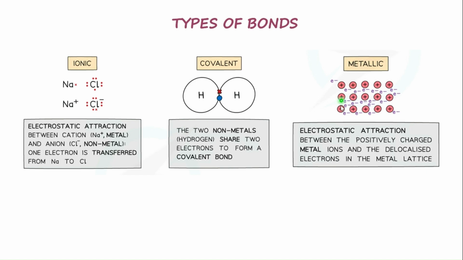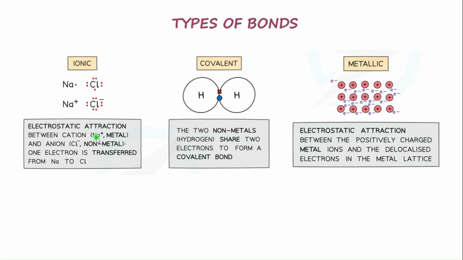But we will not talk about metallic bonds in this chapter. We will only focus on the ionic and covalent bonds because these are the bonds which are present in most of the biological molecules. Now, one more thing about these bonds is that ionic bonds are mostly present between a metal and a non-metal.